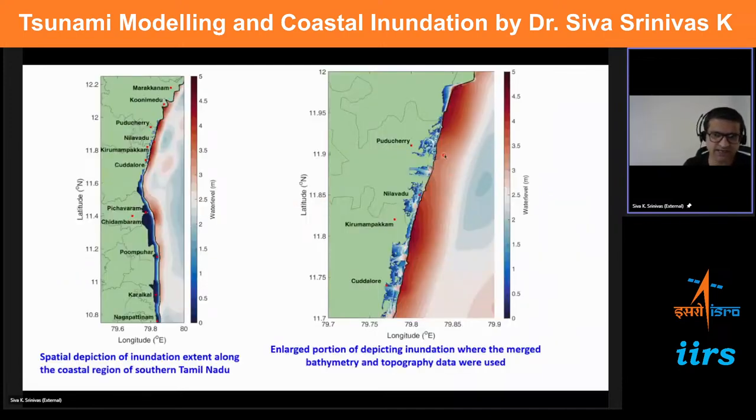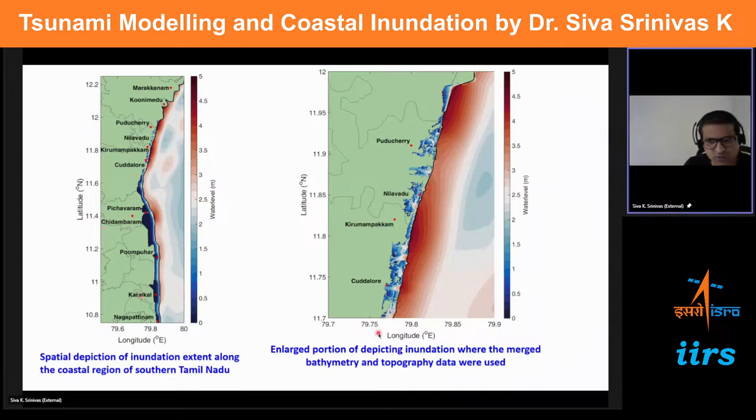So this gives us a typical inundation. On December 26, 2004, Cuddalore was the worst affected part. Here the water has crossed the coast, which is shown in the black line. Water entered the land, which is shown in blue color. This is all the inundated area. So a lot of areas have been inundated.